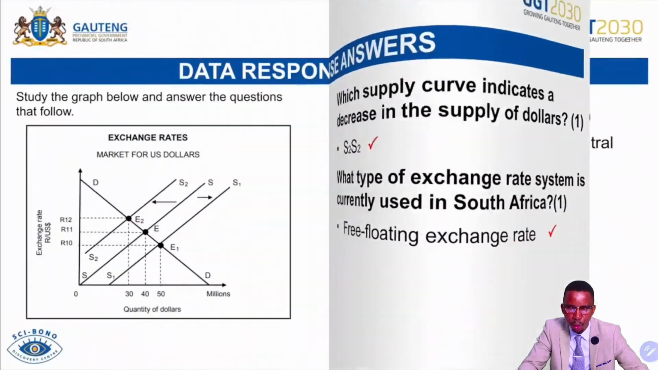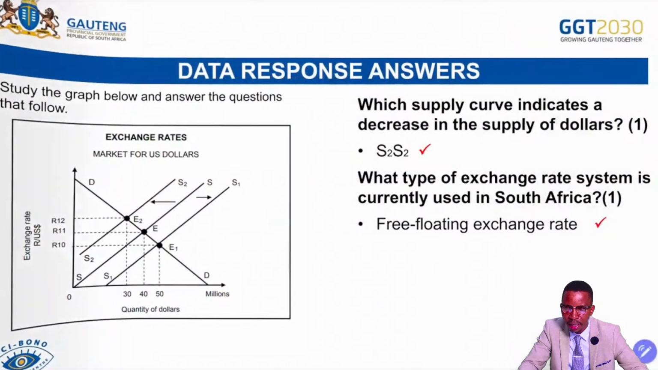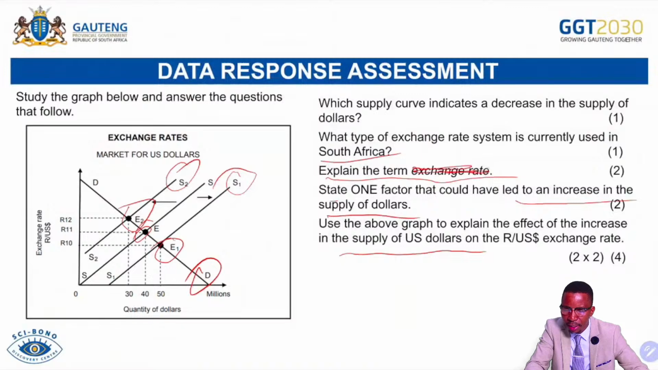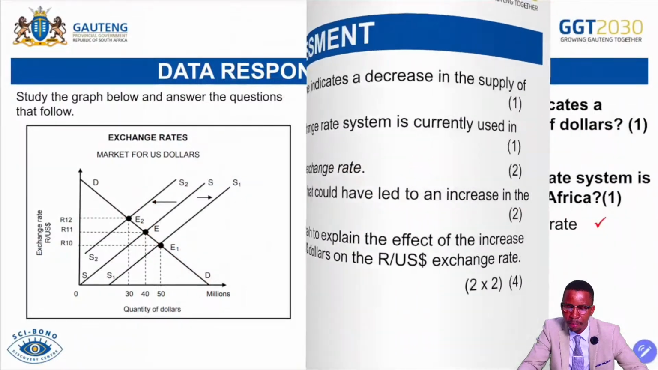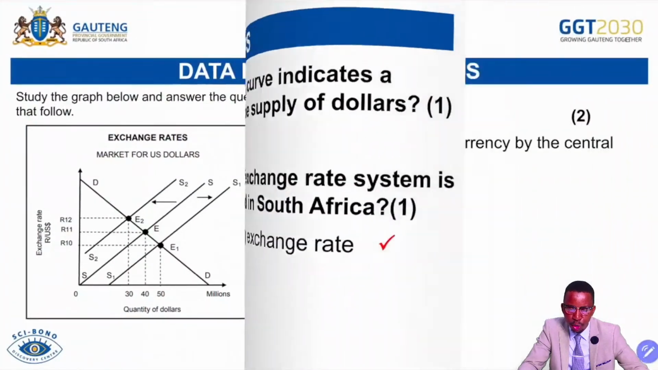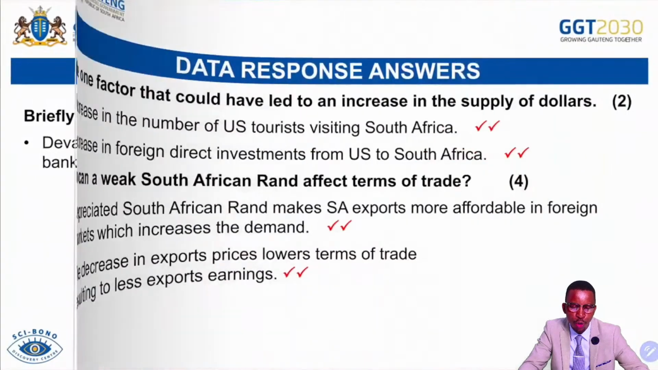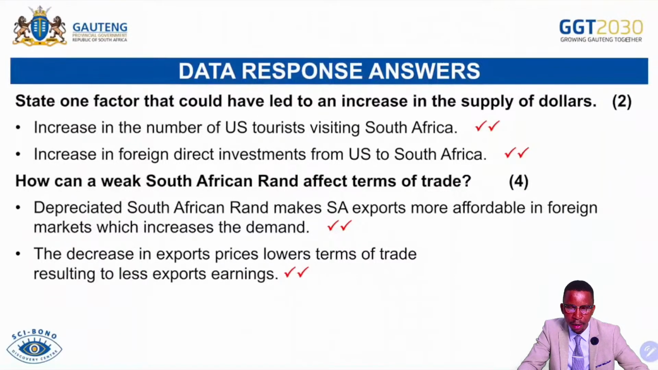So let's just go back. I want to check something on the previous slide. So here, the definition is devaluation for the point of correction. And then let's check. Then we are done with this one. So briefly describe the concept devaluation. Devaluation is the deliberate decrease in the value of the currency by the central bank. So the aim is to make exports cheap.